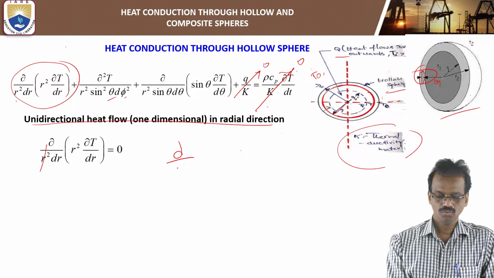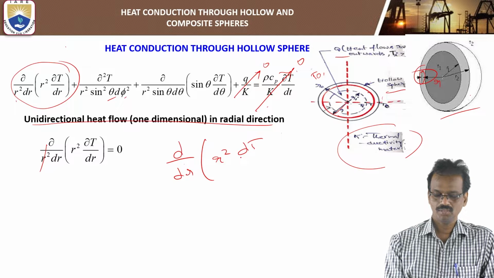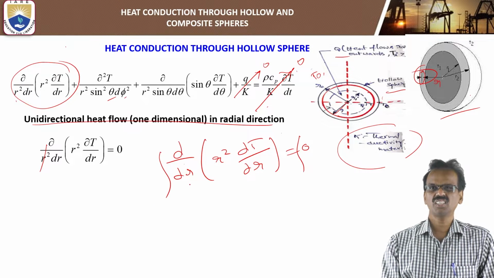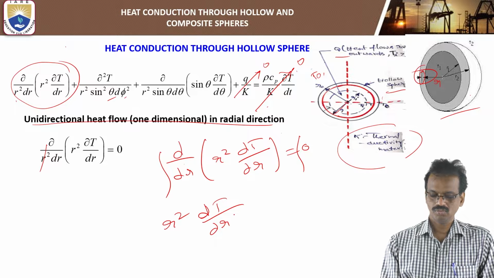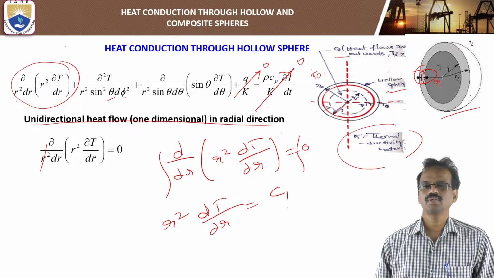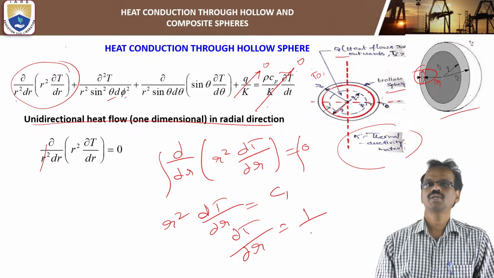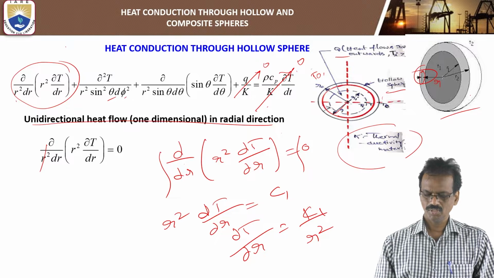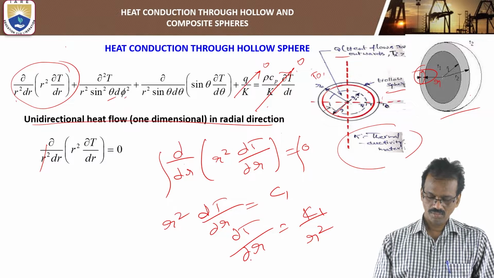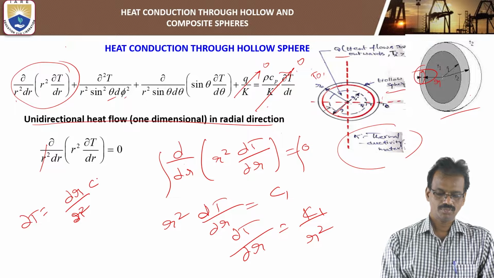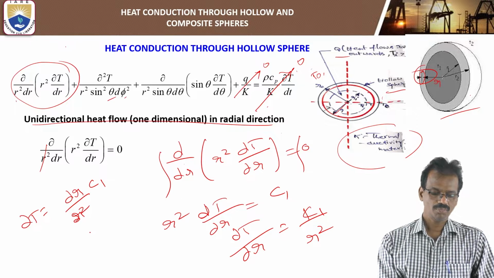Then the formula is dou by dou r of r square dou T by dou r is equal to 0. So integrate both sides. If you integrate this, then the integral and dou by dou r will be cancelled. So r square into dou T by dou r is equal to the integral of 0, which is a constant, c1. Then send r square to that side: dou T by dou r is equal to c1 by r square. You can send this dou r also, then dou T is equal to dou r by r square into c1.